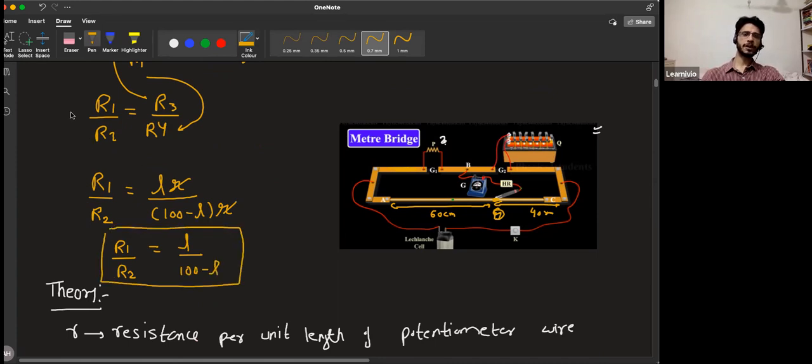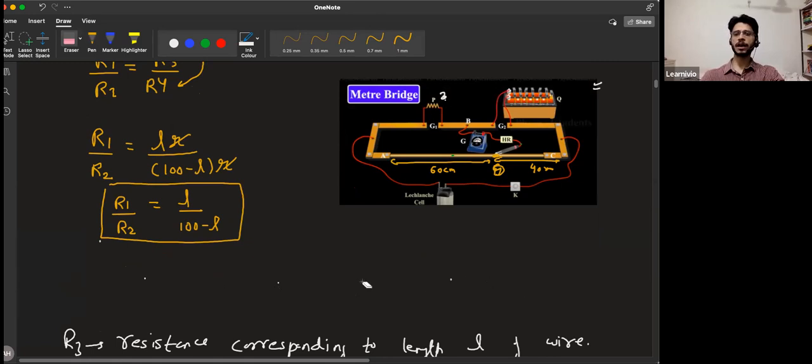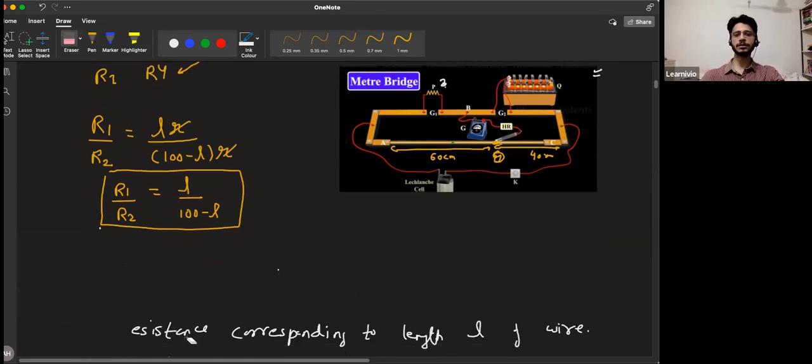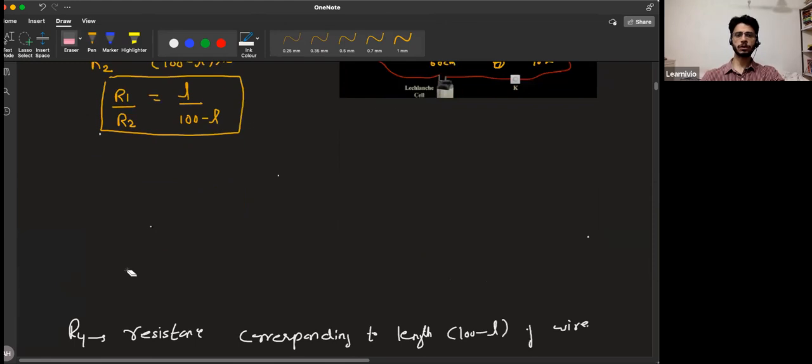So when you do experiments in school, out of this R1 and R2, one of the resistors is known. Usually this is the resistance box. You know this resistance, this is unknown. And you can keep any name for this. Instead of R1 and R2, you can use P, Q, R. So changing the name will not change the theory.